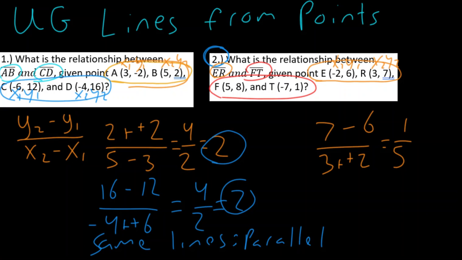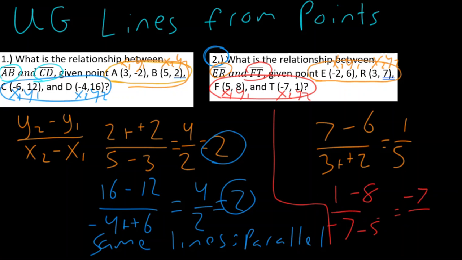Alright, switching to this red color, so we have a little distinction here. I can label F as x1, y1, and T as x2, y2. And now we can say this: 1 minus 8 over negative 7 minus 5. Let's see, 1 minus 8 will of course give me negative 7, and negative 7 minus 5 is negative 12. And a negative divided by a negative is a positive 7 over 12.